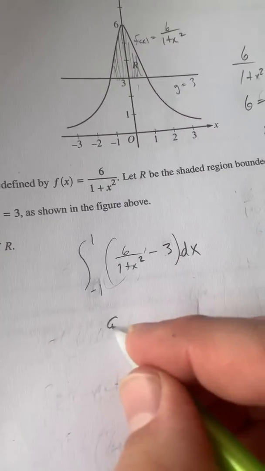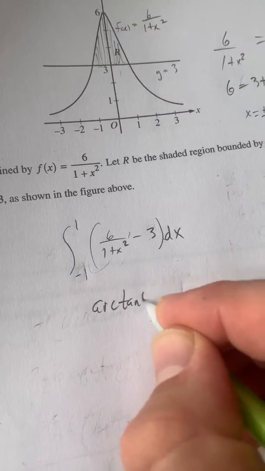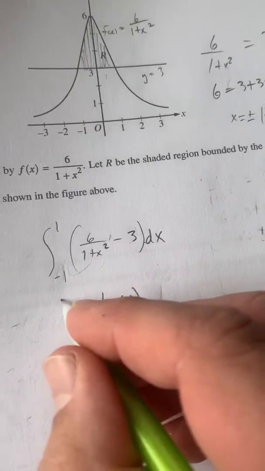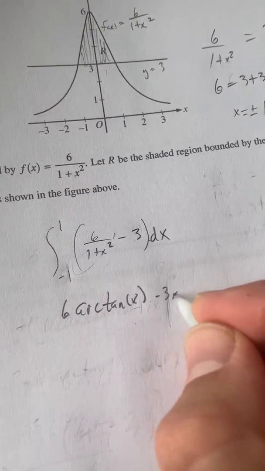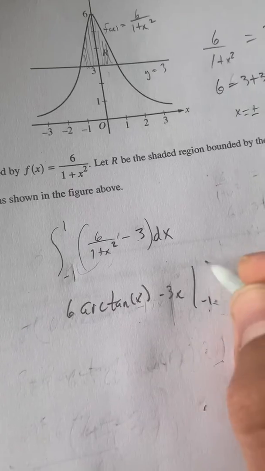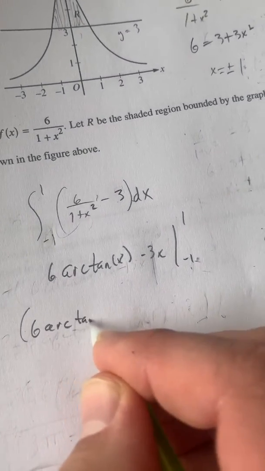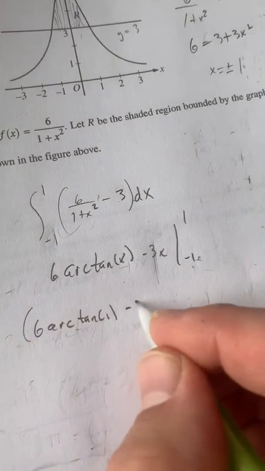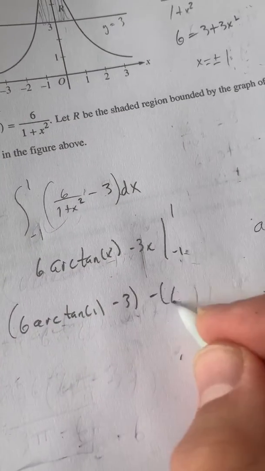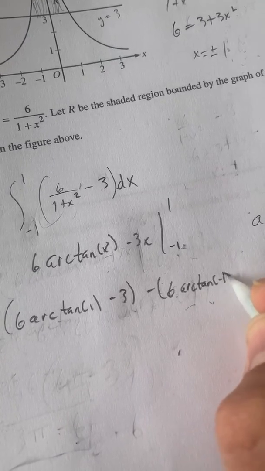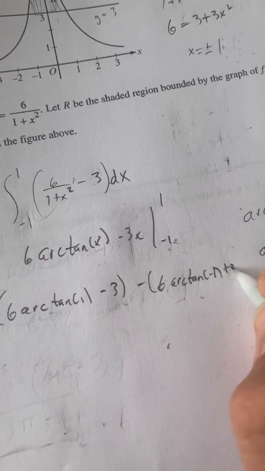So that arctangent looks good here. So I'm going to go arctan of x, which would give me 1 over 1 plus x squared. So I'm going to put a 6 in front of it, minus 3x. I'm going to evaluate that from -1 to 1. So I'm going to put a 1 in. So I'm going to do 6 arctan of 1 minus 3. And then I'm going to do 6 arctan of -1 plus 3.